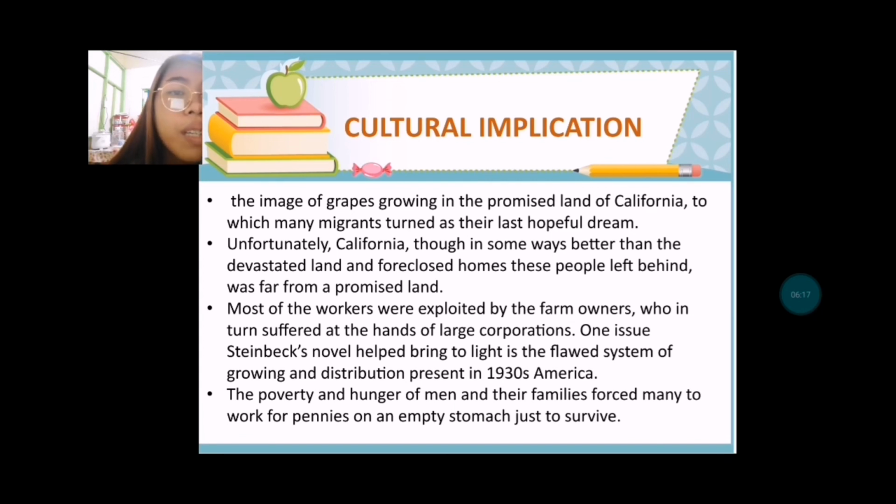One issue Steinbeck's novel helped bring to light is the flawed system of growing and distribution present in 1930s America. Then, the poverty and hunger of men and their families forced many to work for pennies on an empty stomach just to survive. Imagine how difficult the life they experienced before, because of the selfishness of other people.